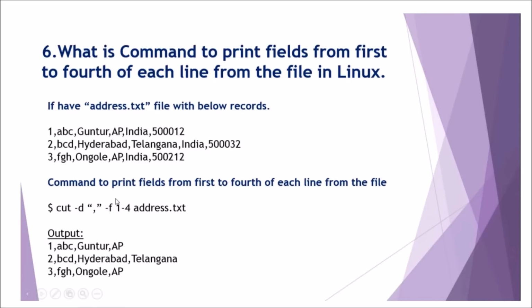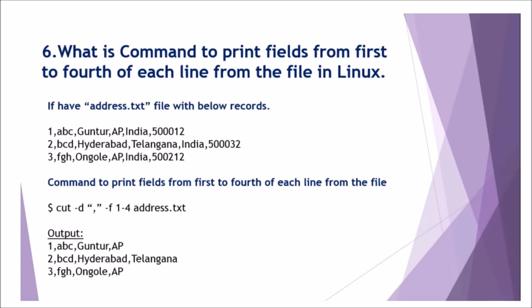So for this we have a command in Linux, that is the cut command. By using the cut command we can get only the first 4 fields in the file. So you can see here I'm showing one syntax, cut space hyphen d is for delimiter, and next is a space, and I have given a comma in double quotes, so that is the delimiter. So our file is comma delimited, right?